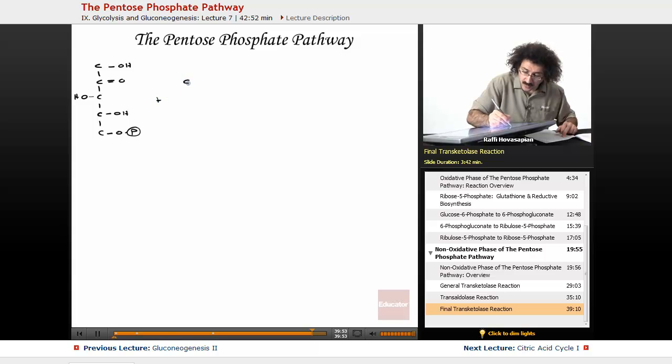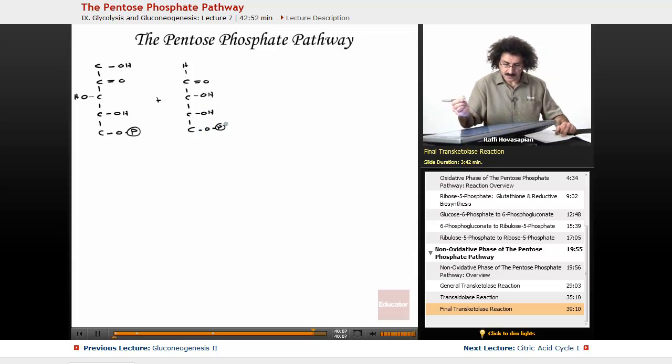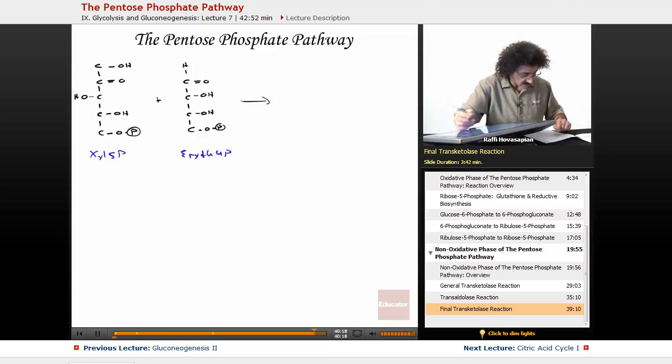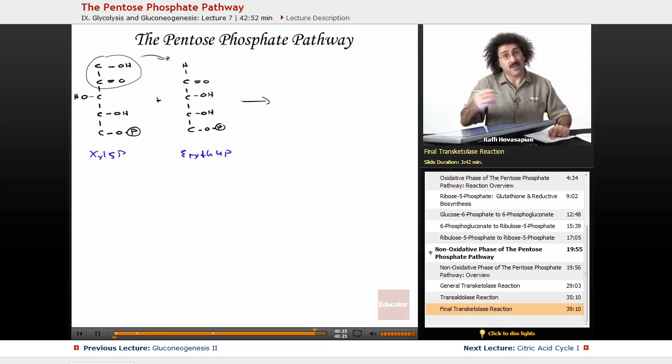And we're going to react this with our 4-carbon: 1, 2, 3, 4. So this is an aldose. OH, OH, and our OP. Let me write these out. So this is xylulose 5-phosphate, and this is our erythrose 4-phosphate. Let me go back to black, and what we're going to end up transferring, of course, is this onto this, because that's what transketolase does.